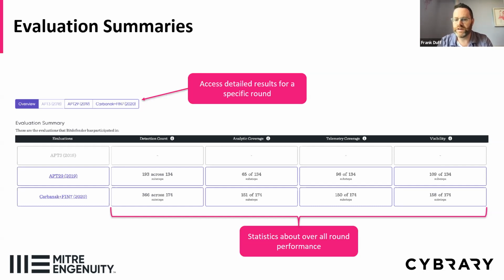So that's kind of the union of analytic and telemetry coverage. In this case, if you look at Carbon Black and FIN7, they had some level of detection on 158 of our 174 substeps that we executed during the course of the test. That equates to about 50-ish, 55-ish different techniques, I believe, for that round. On average, we executed each about 3 times, so it's not linear like that. But of the 174 substeps, they had detections on 158.